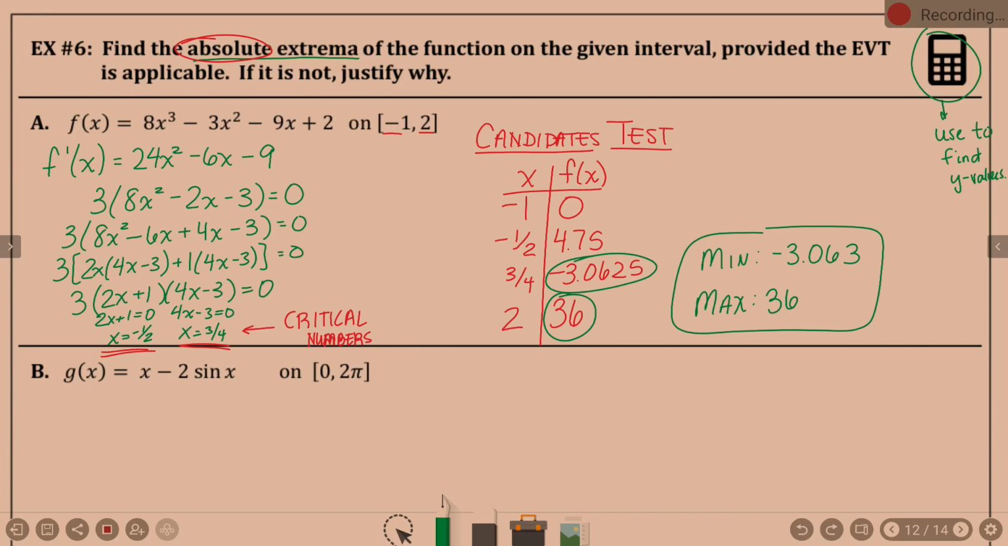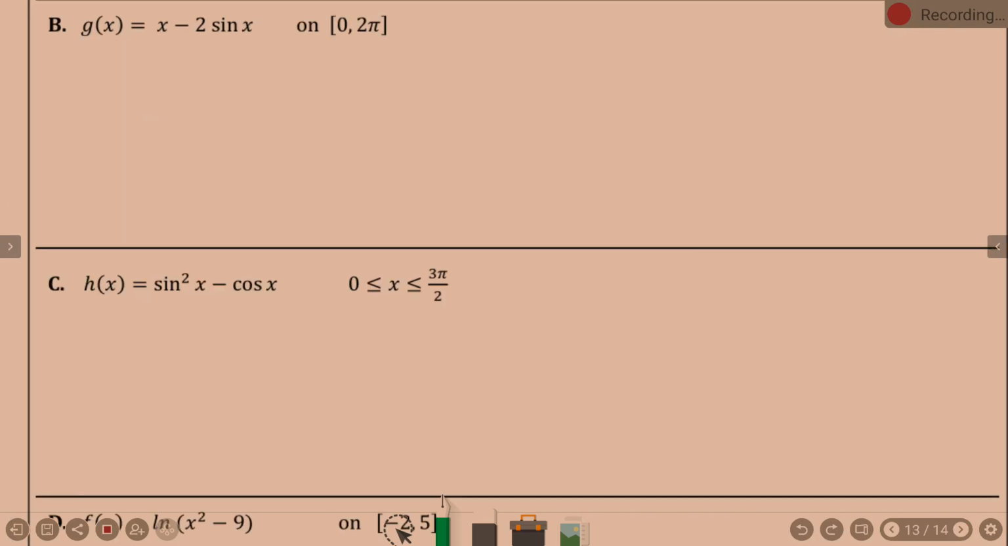Okay, ready to try B? Let's try B. G of x equals x minus 2 sine x on the interval 0 to 2 pi. What would you say about continuity? Continuous? Yes. I mean, it's a combination of x, which is part of a polynomial, and sine of x, an oscillating function, both continuous. We should be good here. So, what are we doing? Find your derivative. Derivative of x minus 2 sine x.